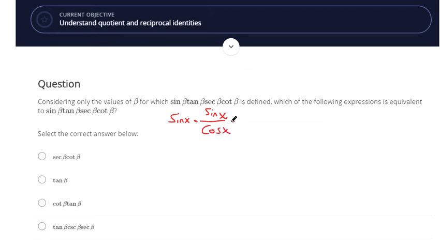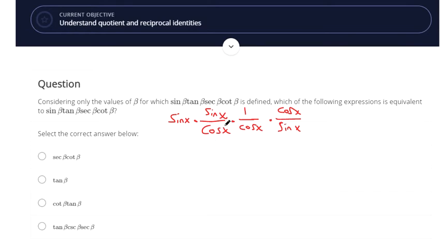And then secant, write that in terms of cosine. Secant is 1 over cosine. And then cotangent, that's cosine over sine because it's just the reciprocal of tangent. So if you haven't seen that before, that tangent is sine over cosine, that's important for these types of problems. And then secant, that's the reciprocal of cosine.